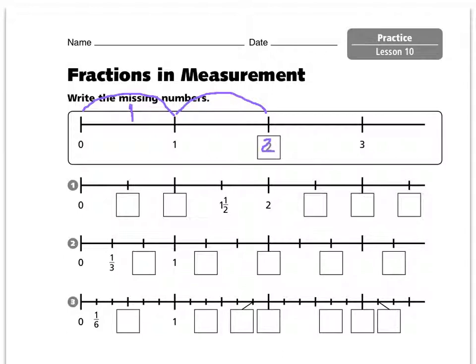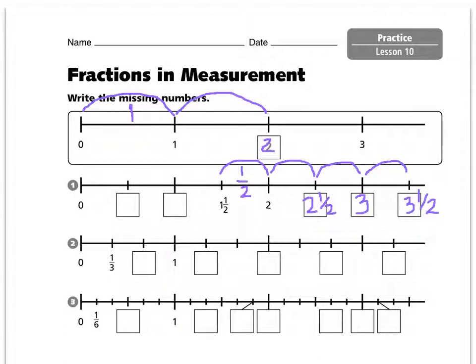Let's figure out number 1. The only numbers that are together are 1.5 and 2. I need to figure out what's the difference between 1.5 and 2. And I know that 1.5 plus a half would equal 2. So for each of these, I'm going to add a half to it. So 2 plus a half is 2.5. 2.5 plus a half is 3. And 3 plus a half is 3.5.